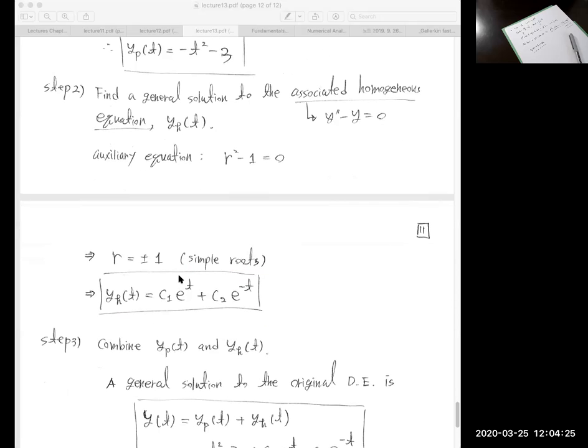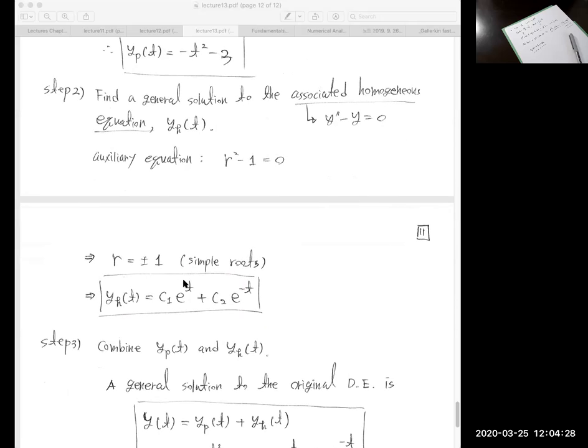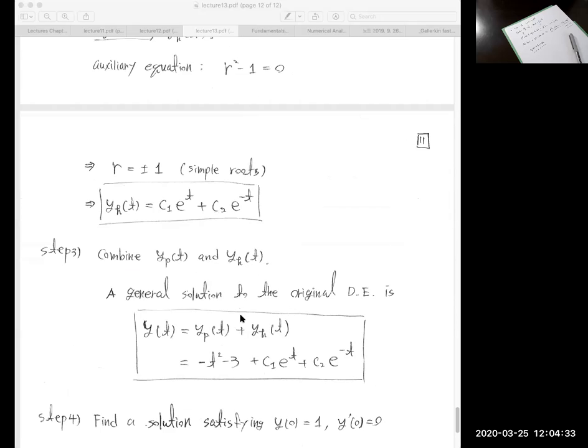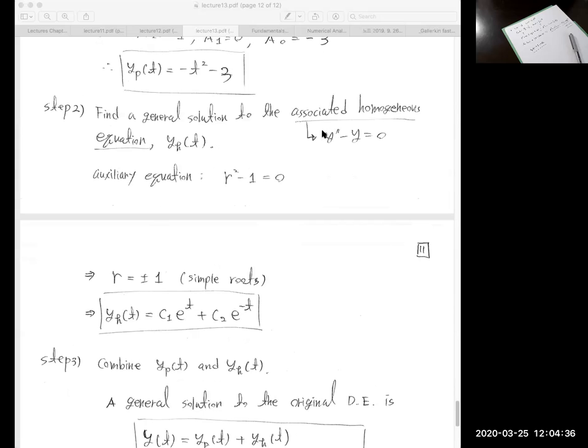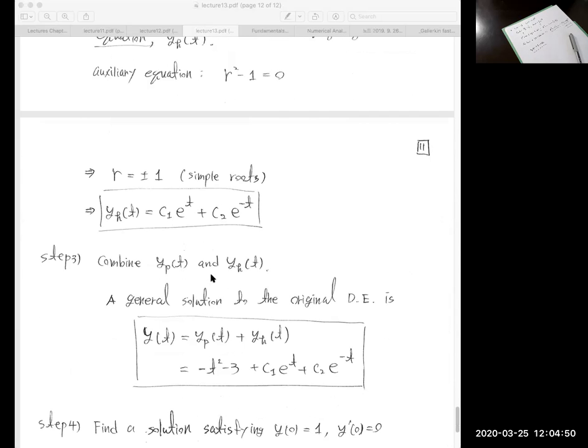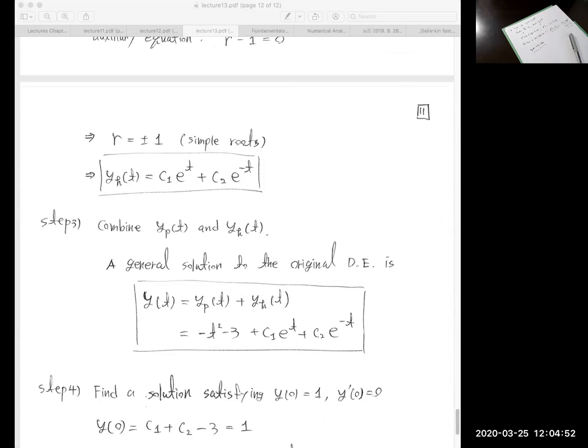I'm sure that you are really familiar with that, step 2. If you struggle with finding the general solution of a homogeneous equation, please go back to sections 4.2 and 4.3. Now step 3 is to combine yp and yh. You see here, yp plus yh, which is this, is going to be the general solution of the non-homogeneous differential equation given in the problem.